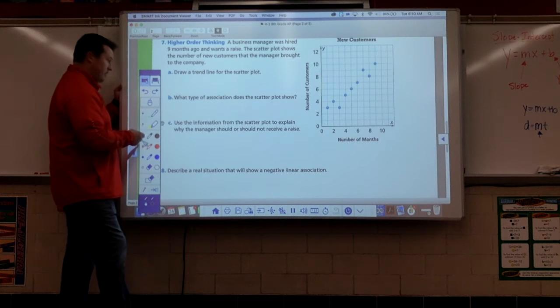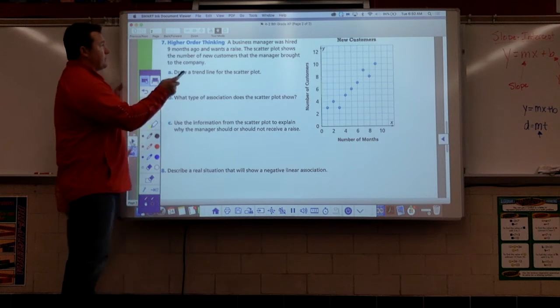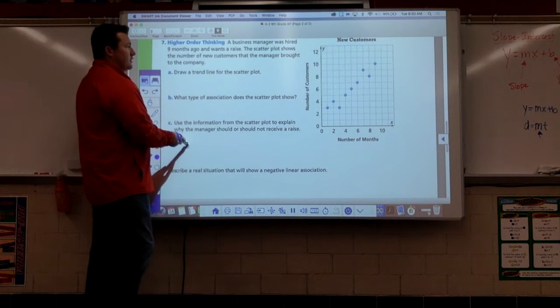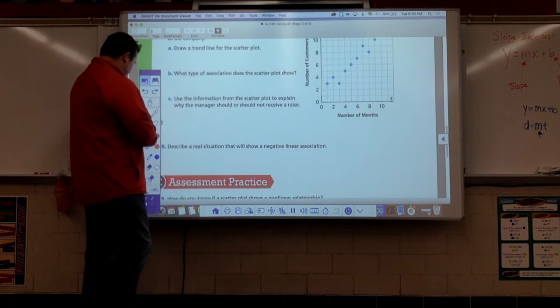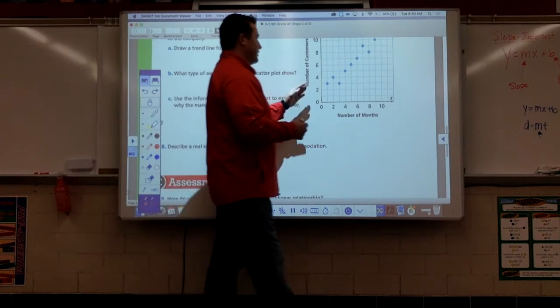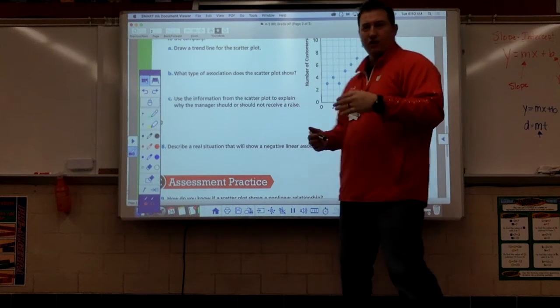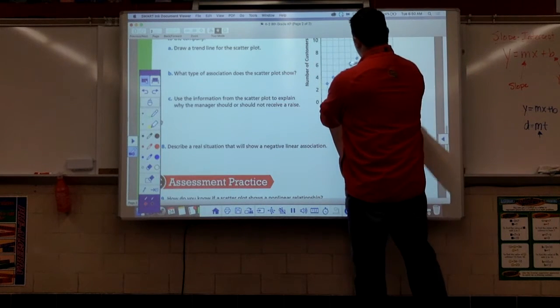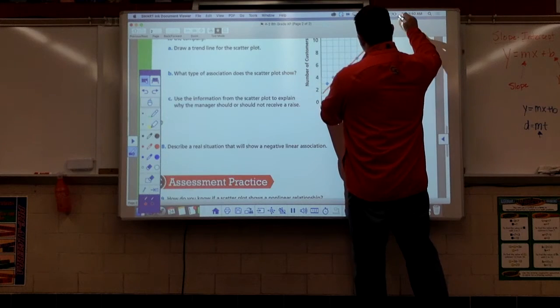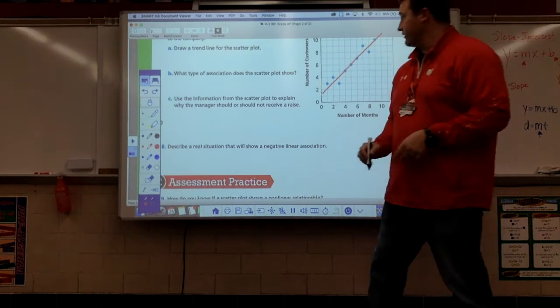Bam. All right, here we go. Yep, you can read through this. Draw a trend line for the scatter plot. Easy enough. Again, looks like all these dots are going uphill here. So, that's a pretty good line right there, folks.